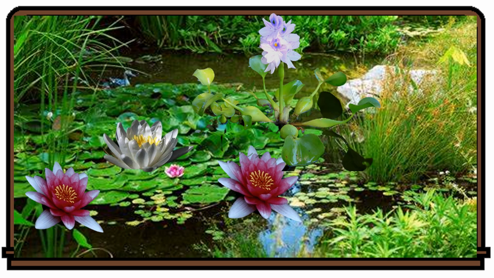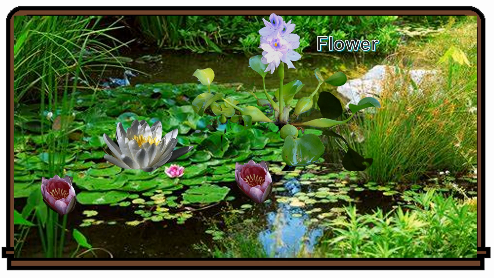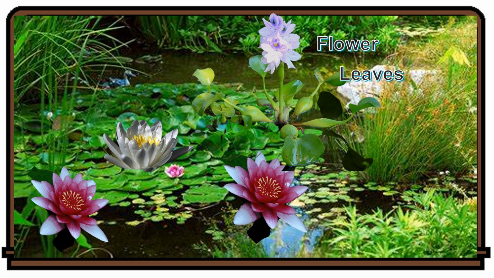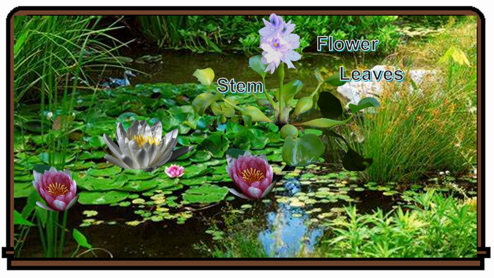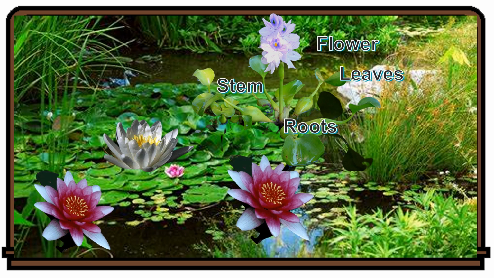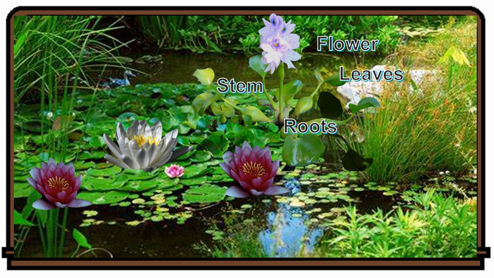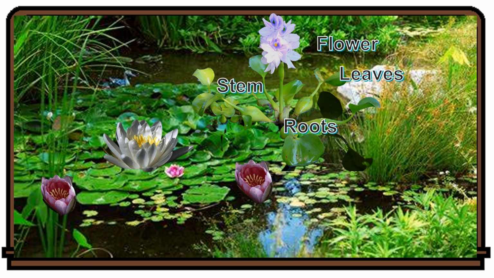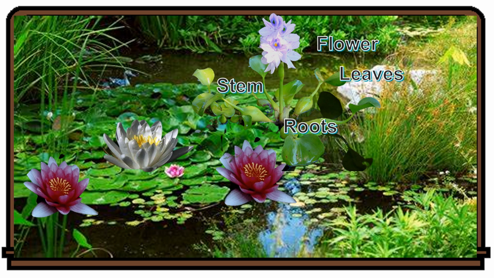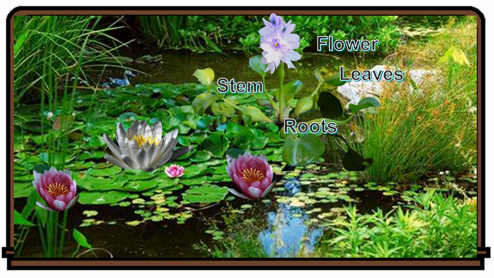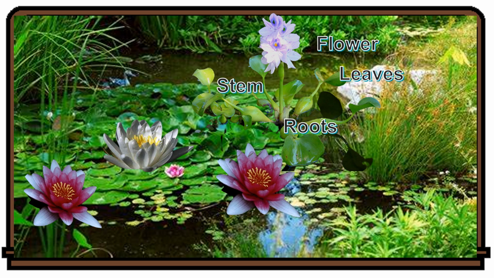What are its parts? The parts are flower, leaves, stem, and roots. Where do these plants live? The plants live in the water, and we call that aquatic plants.